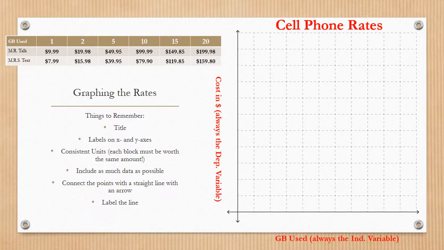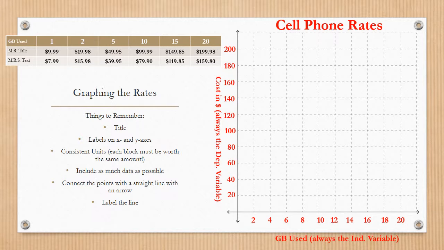Same thing for the cost. I'm going from $9.99 to about $200. So my range is somewhere between $0 and $200. Again, if I count up the y-axis, I have about 10 blocks. I need to go $200 in 10 blocks. That's about $20 per block. So on the x-axis, I counted by 2's. On the y-axis, I counted by 20's.